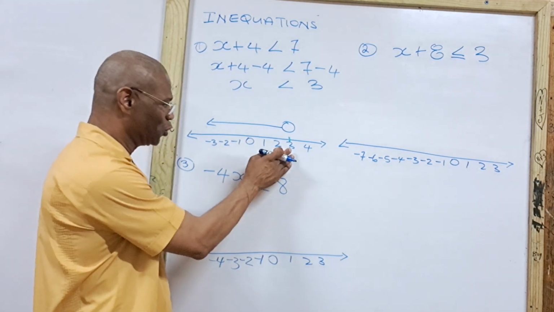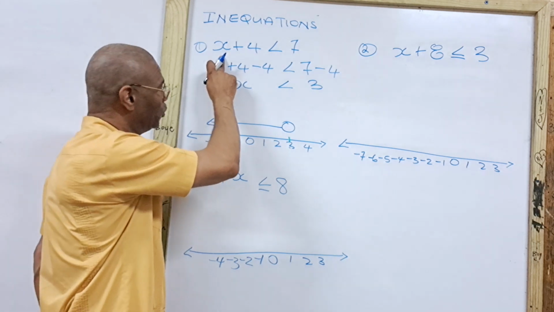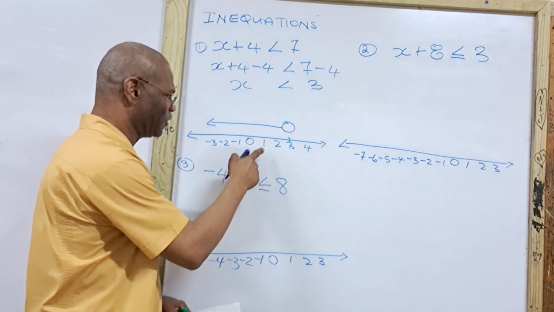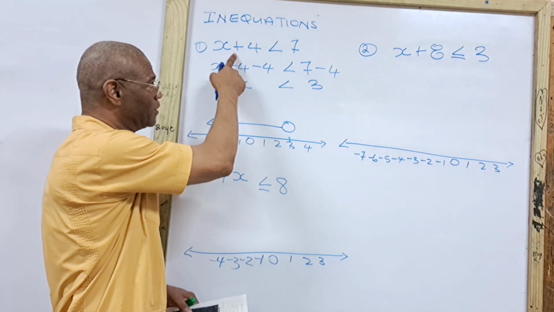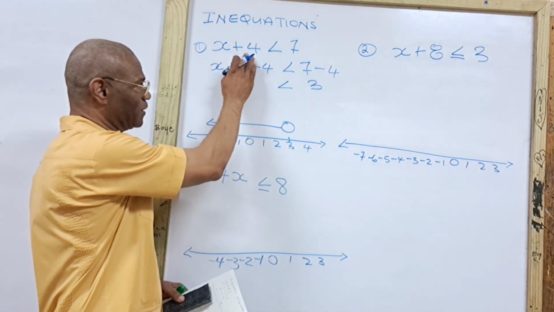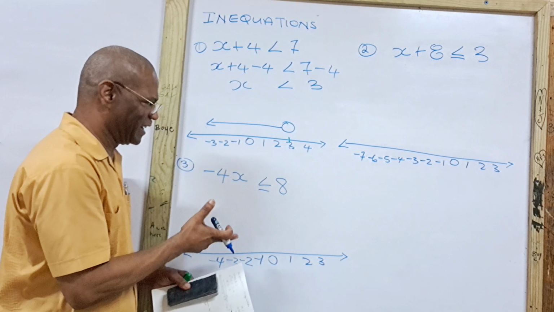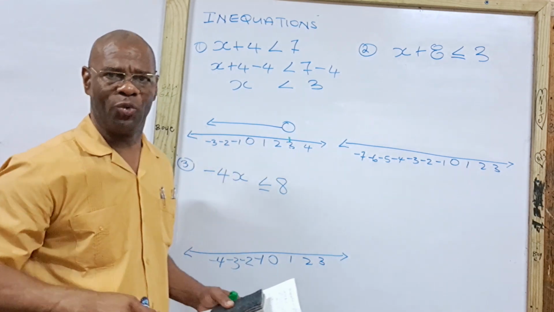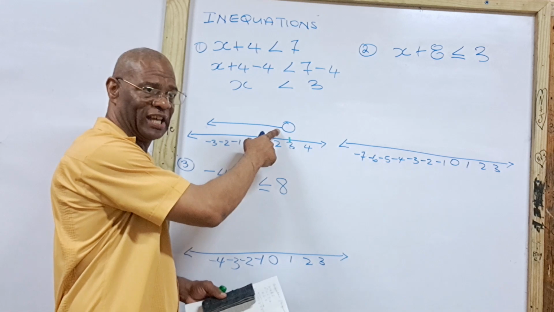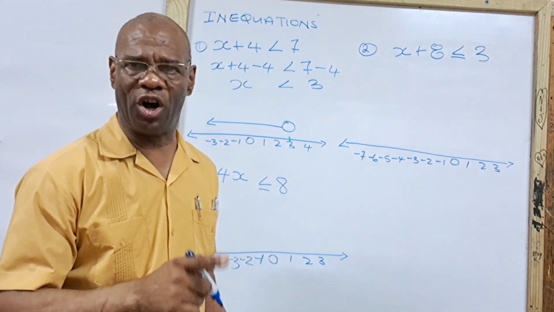So any number we choose that's less than 3 would make this true. If I choose 2 and replace it with x, I have 2 plus 4 is less than 7. 2 plus 4 is 6, and 6 is less than 7. If I choose 1 and replace it with x, 1 plus 4 is 5, and 5 is less than 7. If I choose negative 1, negative 1 plus 4 is positive 3, and positive 3 is less than 7. So it's a solution set. Any one of the numbers you choose to the left of 3 would make this true. And remember that the circle is left unshaded to indicate that 3 is not a part of the solution set.